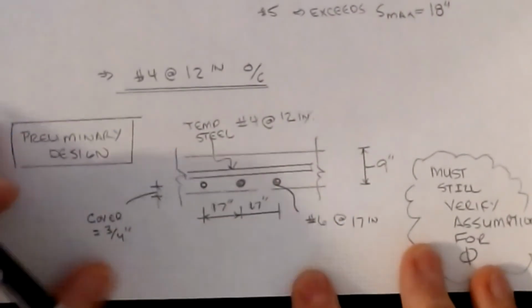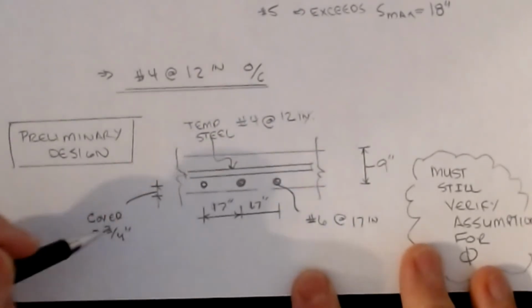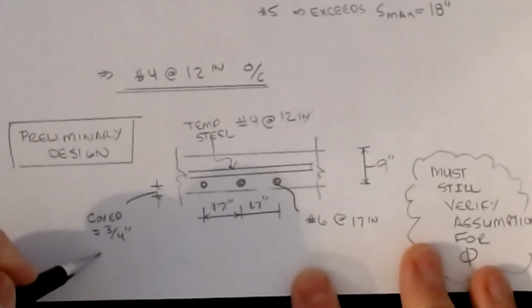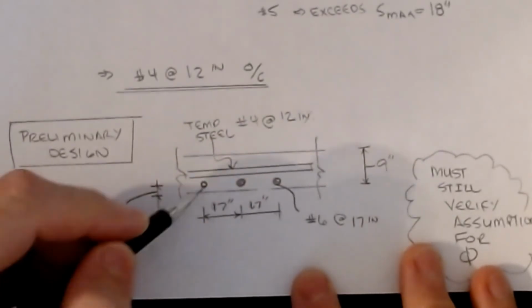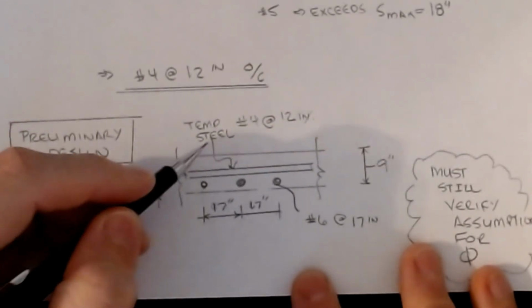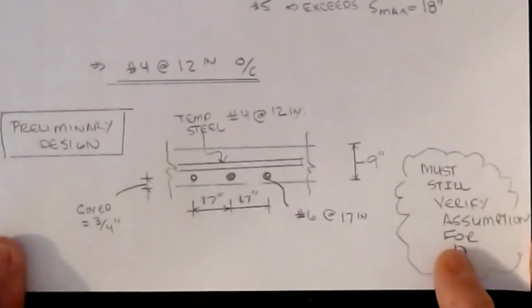Then we need to provide a preliminary sketch for what we're doing here. So here's my slab, my slab depth. It's 9 inches thick. I have a cover requirement on the main bars of 3/4 of an inch. Each of these bars is spaced at 17 inches, and these are number 6s. Then the temperature steel lays across the top, and those are number 4s, spaced at 12 inches. Now, this was just the preliminary detailing.